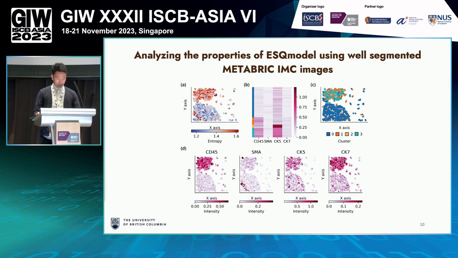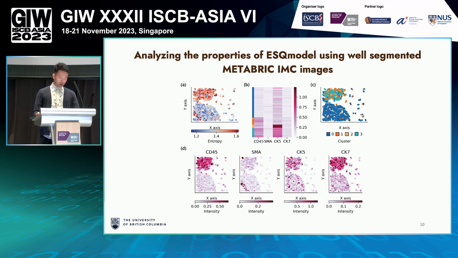Moving on, next we looked at another interesting case, which is how co-expression of markers affects entropies. Using segmented data from the original publication of the METABRIC IMC images that was published in Nature Cancer, we explored the relation between the spatial distribution of entropies and 4 lineage markers, which are, in this case, CD45, a pan-immune marker, SMA, which is a stromal marker, CK5 and CK7, both luminal and basal markers for breast, and these are immune, stromal, and epithelial cell types.